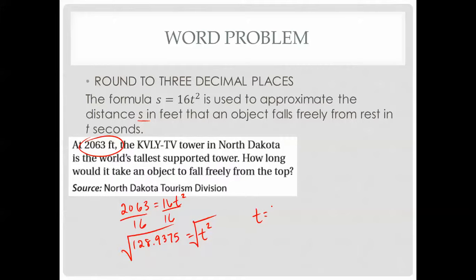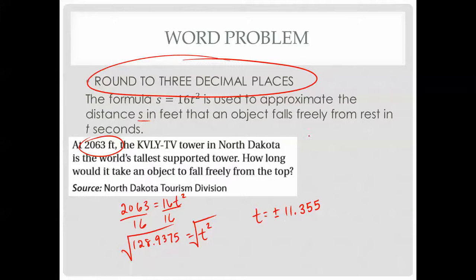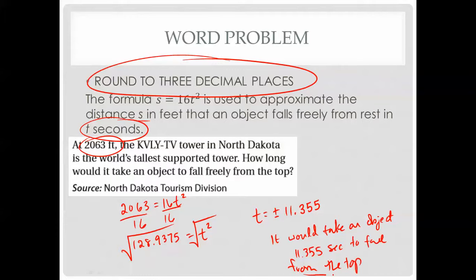So if I square root that number, I get plus or minus, and it says to round to 3 decimal places. So let's see, 11.355. My answer can't be plus or minus because my answer is seconds, right? So it would take an object 11.355 seconds to fall from the top. So always write a little sentence to answer the question.